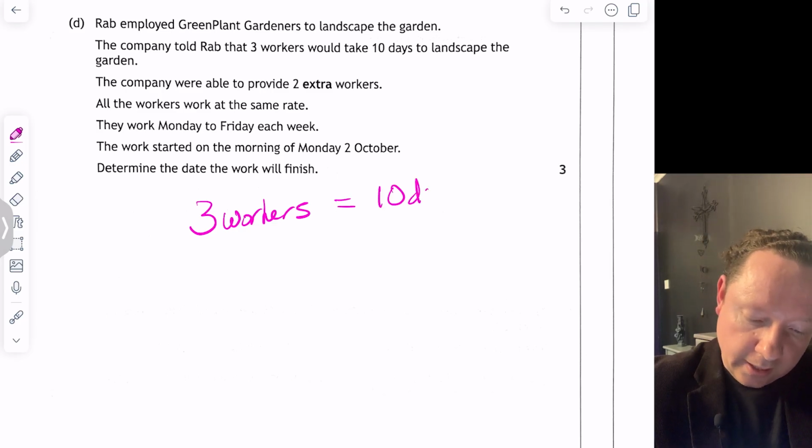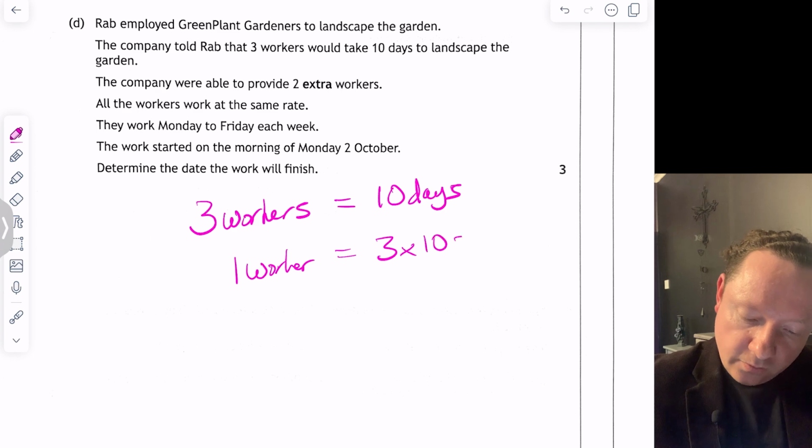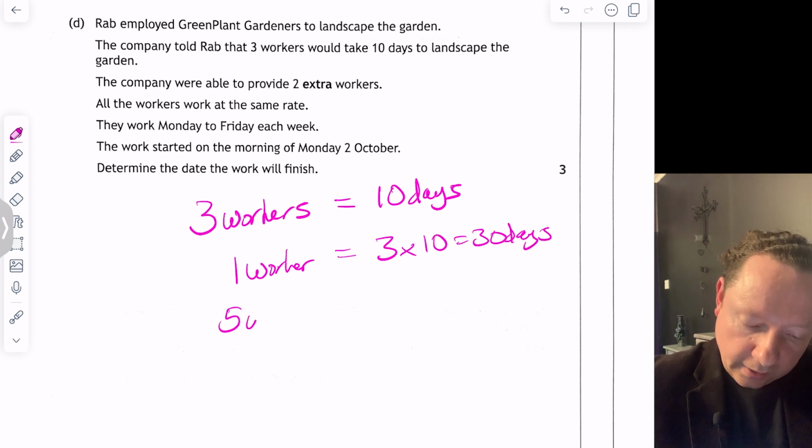3 workers take 10 days. So if I want to work out how much 1 worker takes, I do not divide by 3. 1 worker doesn't take less time, it takes more. So it's 3 times 10, which is 30 days. And now I can divide for how many workers I've got, which is 5. So 5 workers take 30 divided by 5, which is 6 days. So now it's just a date problem.